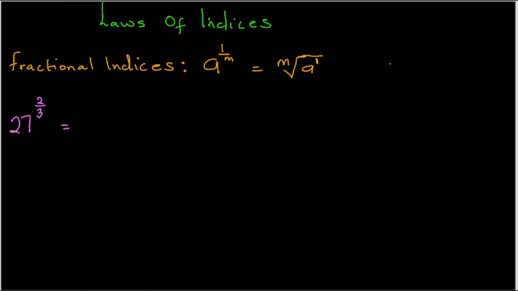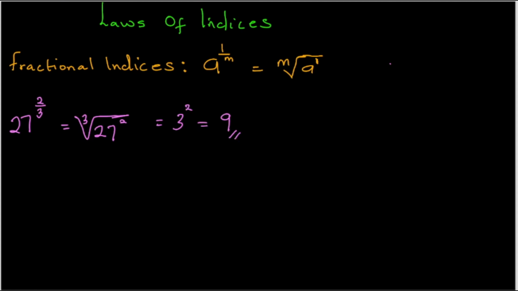Here is a question: 27 to the power of 2 over 3. Remember, the denominator is the root. Since it's 3, that means it's the cube root of 27, to the power of 2. Cube root means what number will you multiply 3 times to get 27? That's 3, because 3 times 3 is 9, 9 times 3 is 27. So 3, remember your power of 2, and 3 to the power of 2 is 9. So this is how you solve fractional indices.